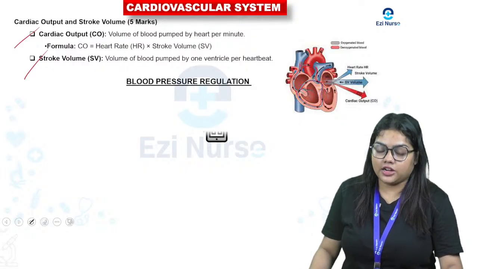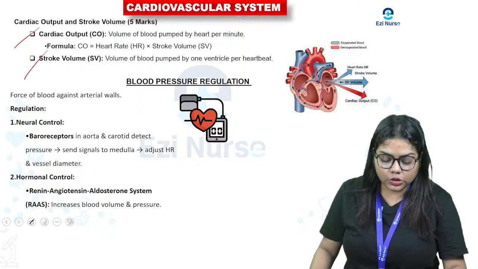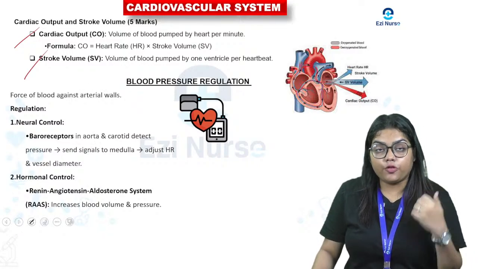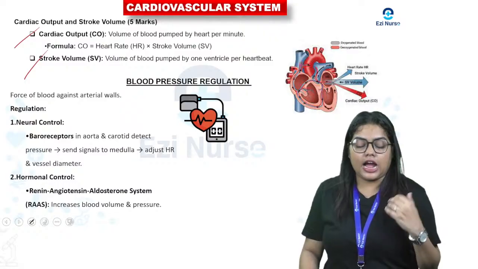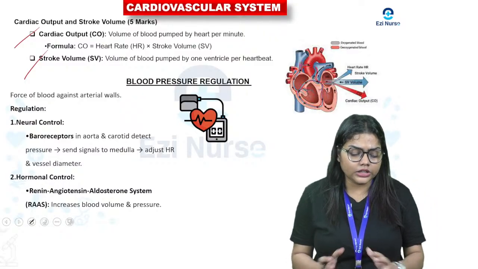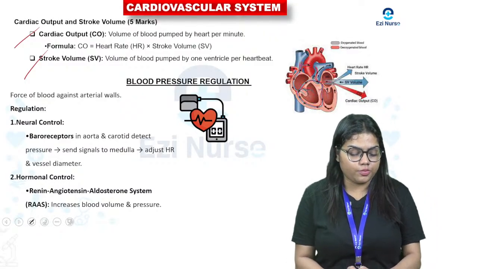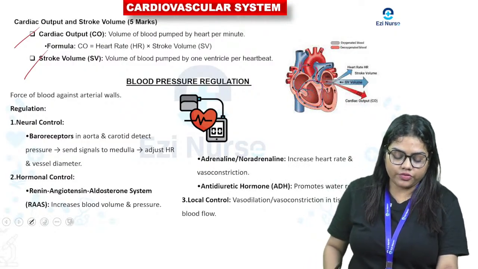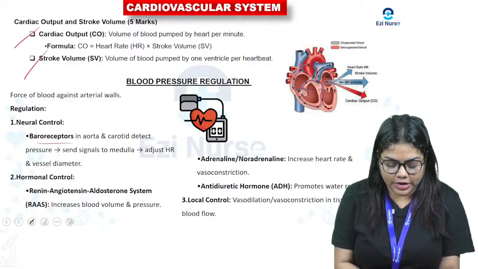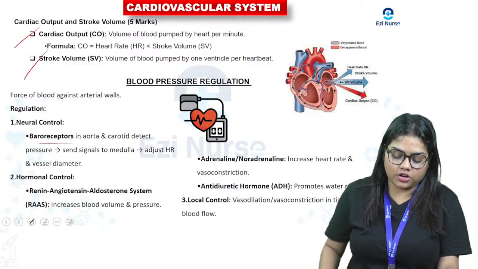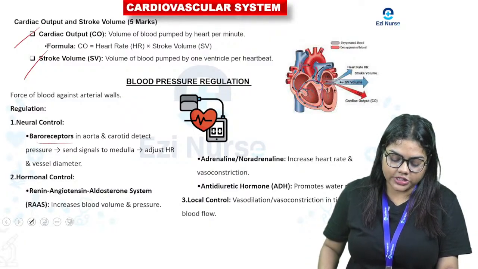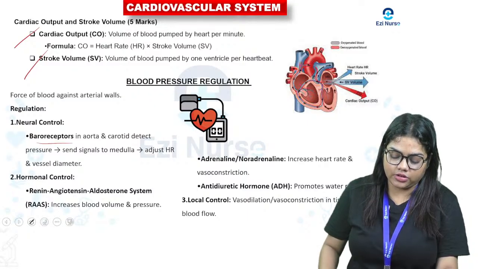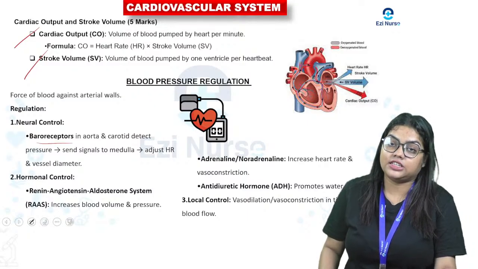Next is blood pressure regulation. So what is blood pressure? It is the force of blood against the arterial walls. The regulation includes neural control, hormonal control and local control. Neural control includes baroreceptors in the aorta or carotid that detect pressure, which will send signals to the medulla and adjust the heart rate and vessel diameters.